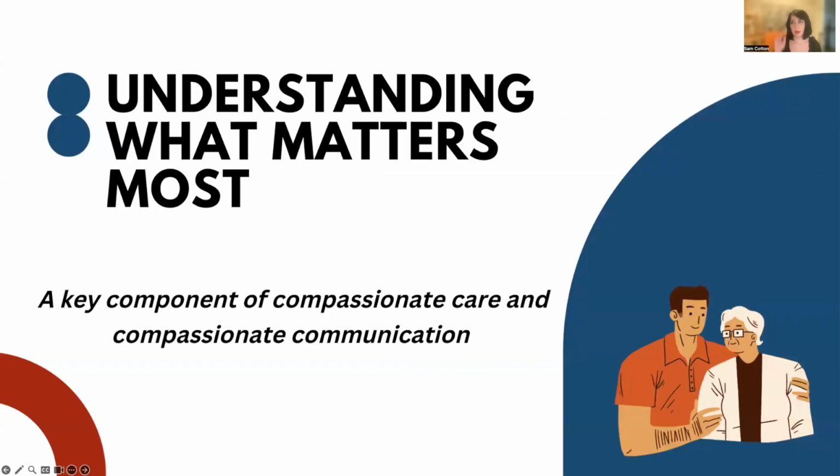Another important aspect of compassionate caregiving, and also of person-centered care for persons with Alzheimer's disease and related dementias, is understanding what matters most to the person that you're working with. This can help inform not only the care that you're providing, but also the compassionate communication aspect. Once again, develop plans that are very person-centered and tailored to meet their unique needs, values, and preferences.